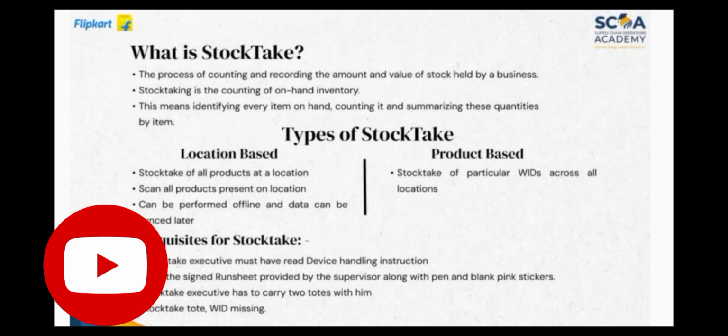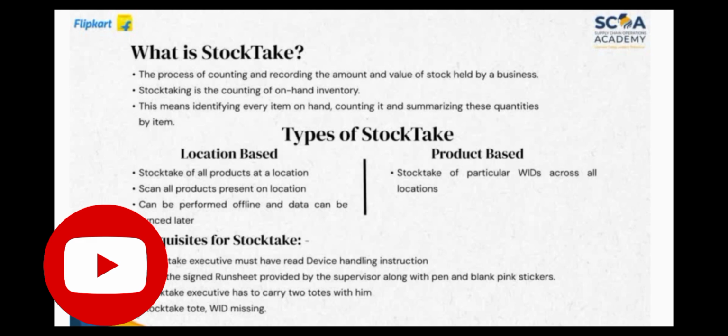Stocktake is the process of counting and recording the amount and value of stock held by a business. Types of stocktake. Location-based stocktake. Scan all products at a location. Identify, count, and summarize quantities by item. Can be done offline, sync data later. Product-based stocktake. Count specific WIDs across all locations.